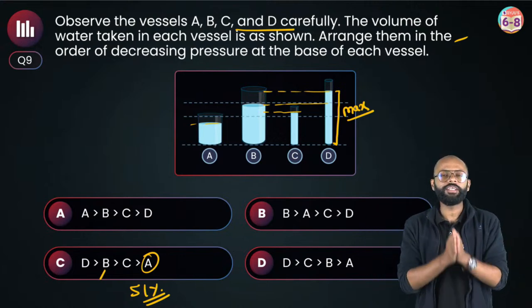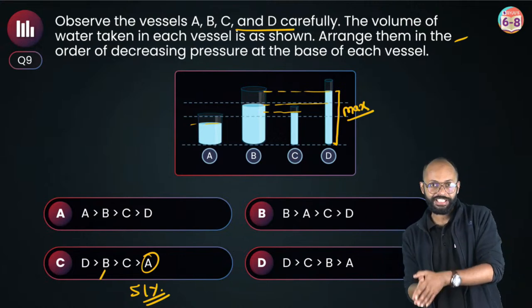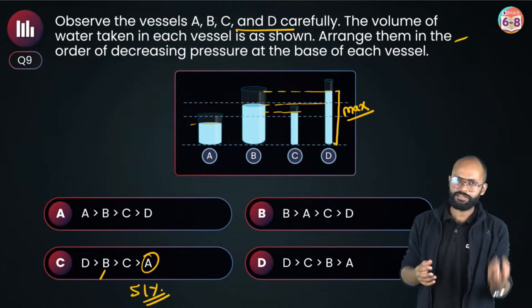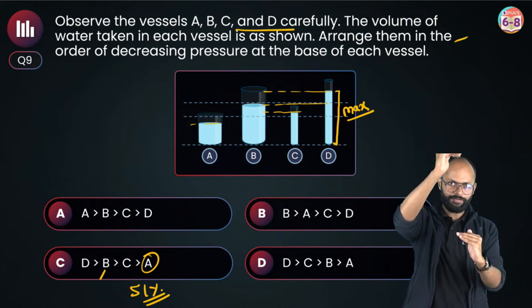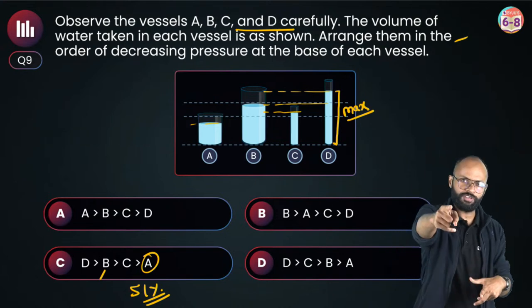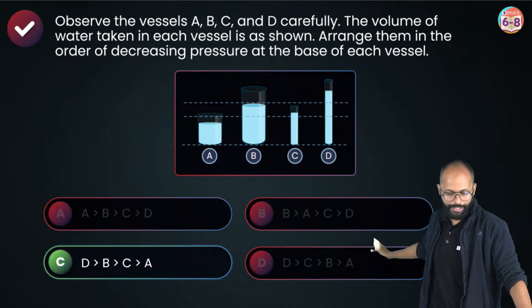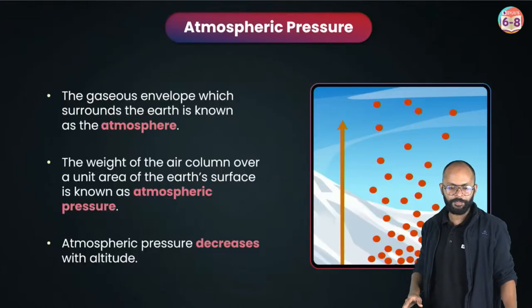Right? So pressure in liquids depends on rho, g, h. Density is the same. Gravity is the same. So it is only h, how much water is above the point. If this h is more, it means pressure is more. Okay? Fine. So that's why option C is the correct answer.